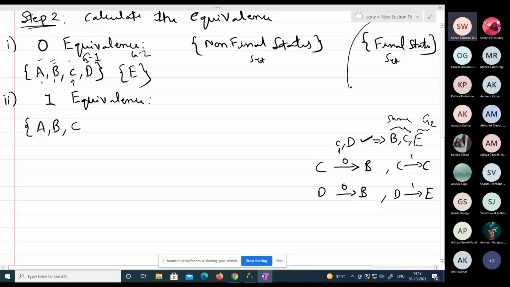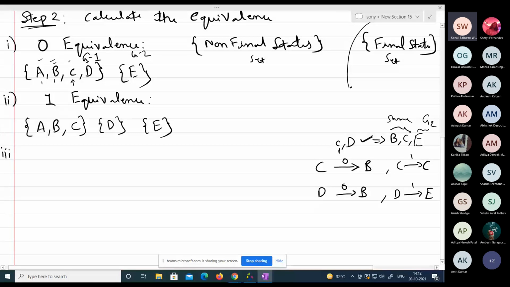So I cannot write D along with these members. Now D is excluded from their group. And I will form another group for D, an individual group, and then I'll go on adding members. And I already have E here. This is my one equivalence. Okay. Now this is my one equivalence.